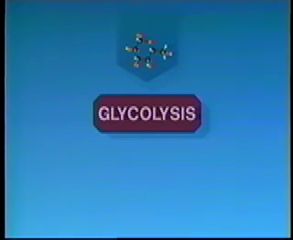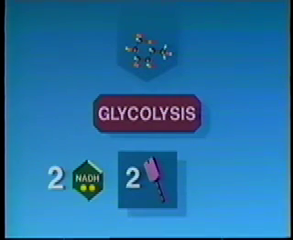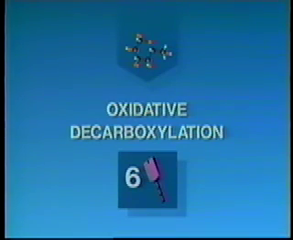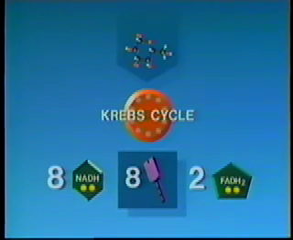Now let's bring everything together to get a picture of the total ATP output from a single molecule of glucose. Glycolysis generated 2 ATPs and 2 NADH molecules, which upon reaching the electron transport chain produced 4 more ATP molecules. Oxidative decarboxylation and the Krebs cycle produced 2 ATP molecules, 8 NADH molecules, and 2 FADH2 molecules.